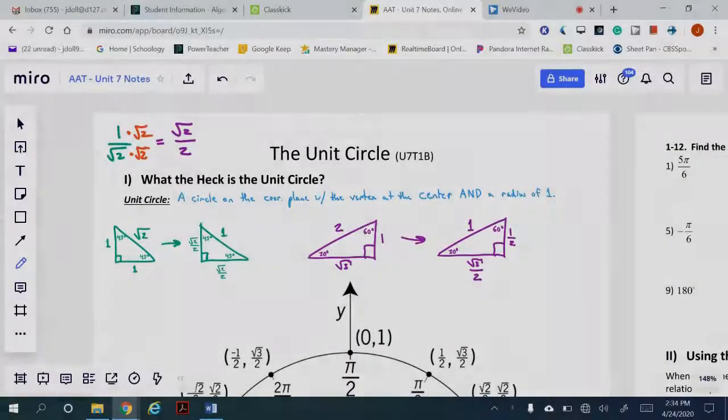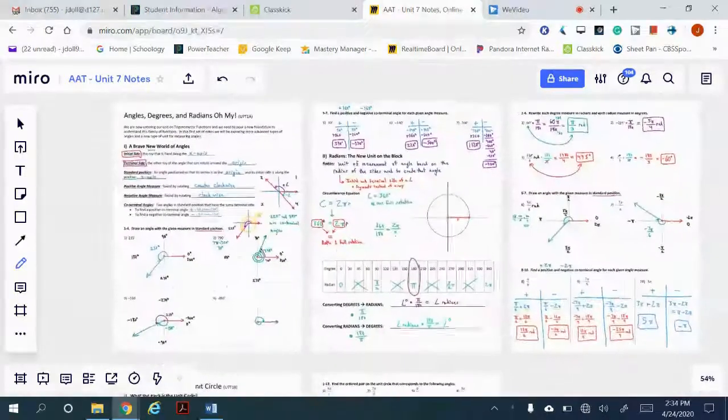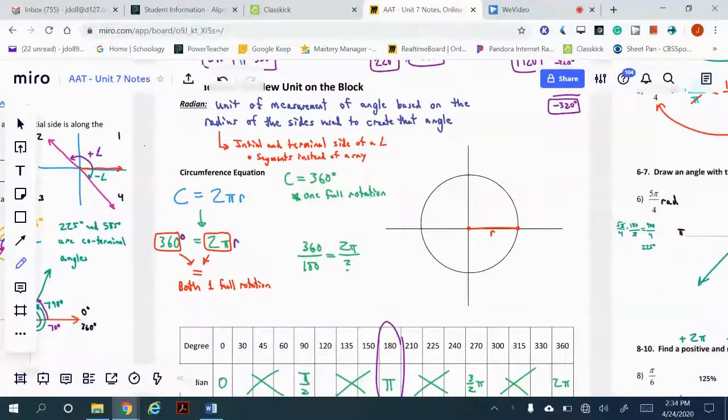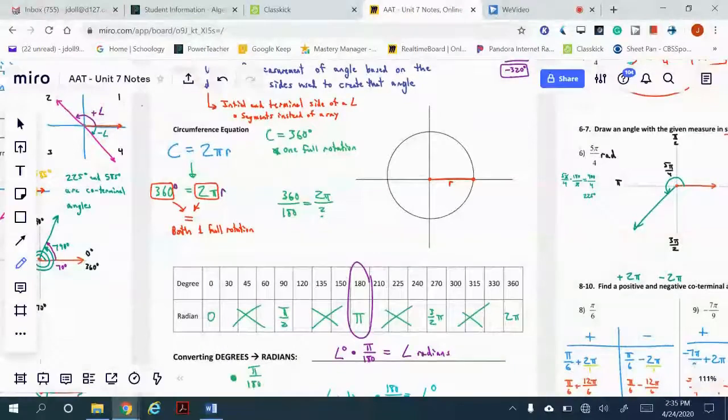Welcome, guys, to Unit 7 Target 1B notes, where we're going to talk about the unit circle. You can see our first thing is, what the heck is the unit circle? Well, it does relate back, you're going to see, guys, to what we talked about previously when we discussed what a radian was. Notice a radian was the measurement of an angle based on the length of the radius of a circle that rotated around the circle and created the angles. And that allowed us to measure angles based on the length of the radius.